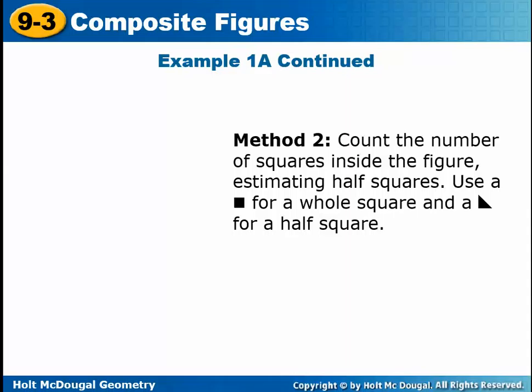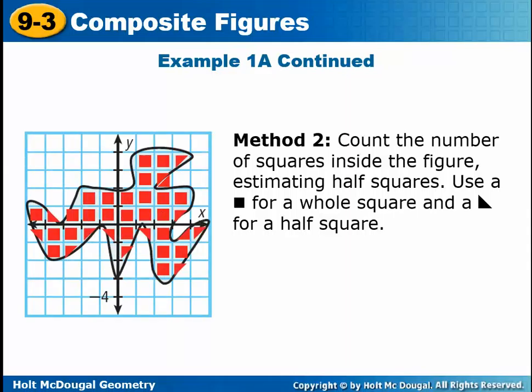Here's what I would do for something that crazy. I would just count the full squares. So I'd put the grid on top, and I'd say, well, there's 1, 2, 3, 4, 5, 6, 7, 8, 9, 10, and so on up to about 24 whole squares.